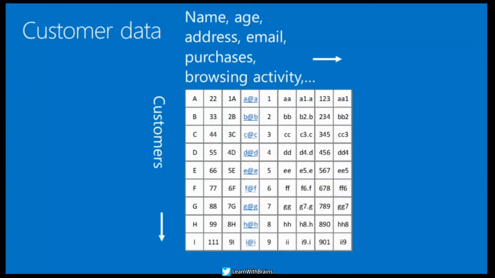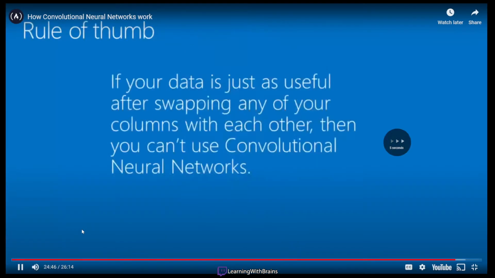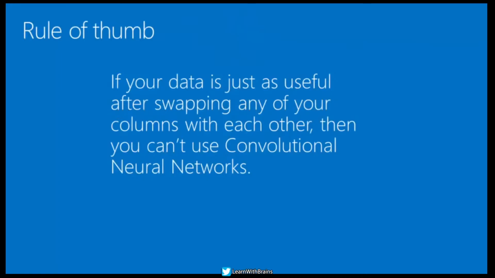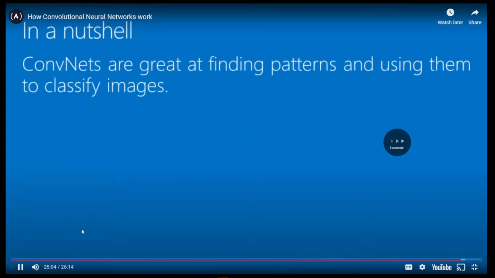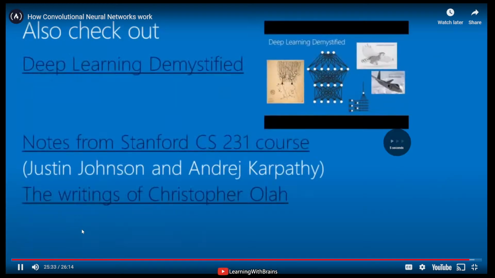Then this doesn't so much look like a picture. I can take and rearrange those columns and rearrange those rows, and this still means the same thing. It's still equally easy to classify. So as a rule of thumb, if your data is just as useful after swapping any of the columns for each other, then convolutional neural networks are not the right tool.